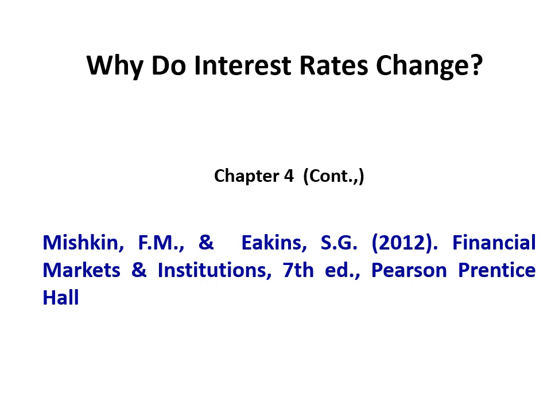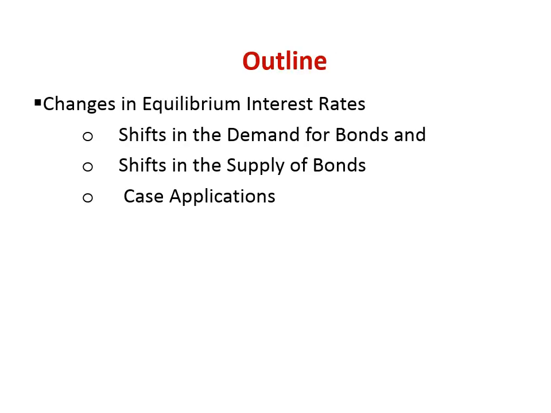The current presentation continues discussing Chapter 4 of Mishkin and Eakins' 2012 text. The main concern of the chapter is to analyze why interest rates change. The current presentation is concerned with analyzing changes in the equilibrium interest rate. Thus, it examines the factors that shift the demand for bonds and the factors that shift the supply of bonds.